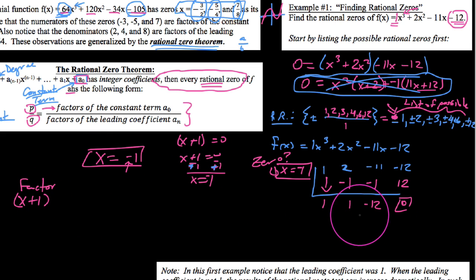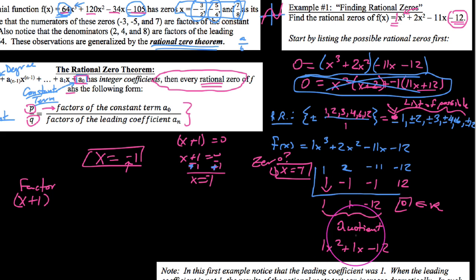But furthermore, when we synthetically divide, remember this thing right here is the remainder. And this right here is the quotient. So when we say this is the quotient, we'll put things back. 12 is our constant. This is our x to the first term. This is our x squared term. So we have 1x squared plus 1x minus 12 coming out of this quotient.